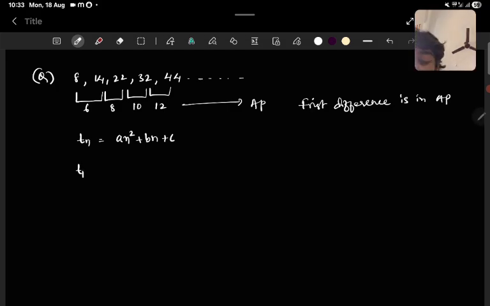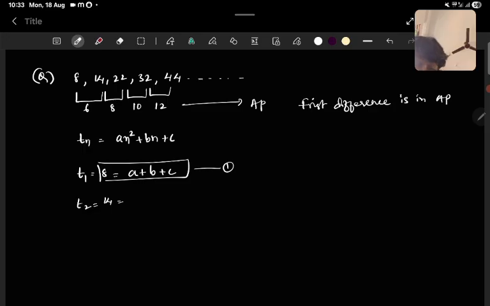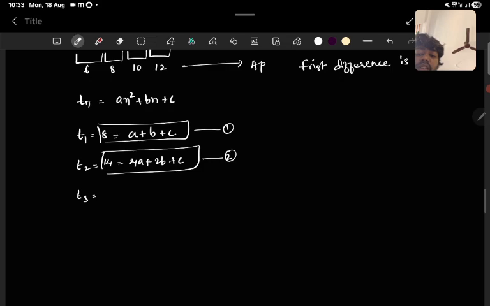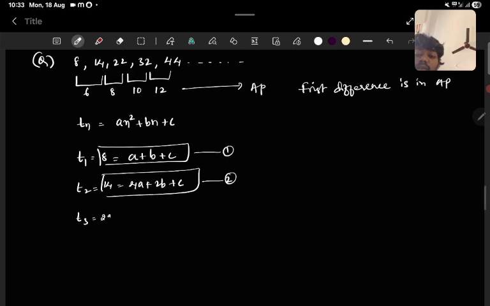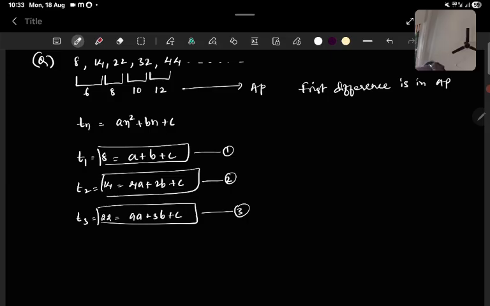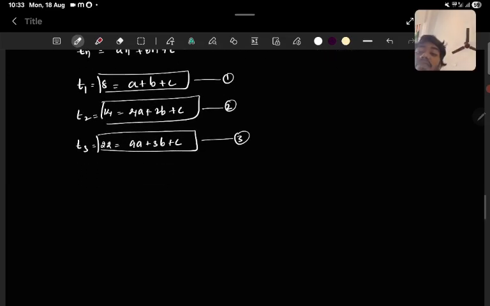Simply, what is term 1? Term 1 is 8, which is nothing but A plus B plus C. First equation. And term 2 is 14, which is equal to A into 2 square, which is 4A, plus 2B plus C. This is going to be the second equation. Okay. Term 3, which is how much? 22, which is 9A plus 3B plus C. This is the third equation. Alright. So these are the 3 equations you have. Now try to solve them.